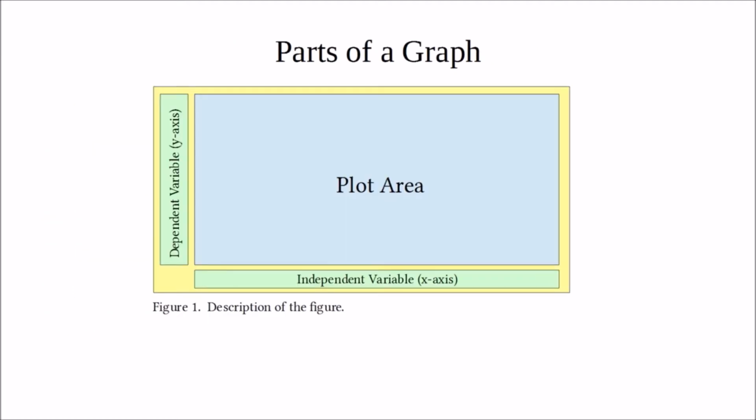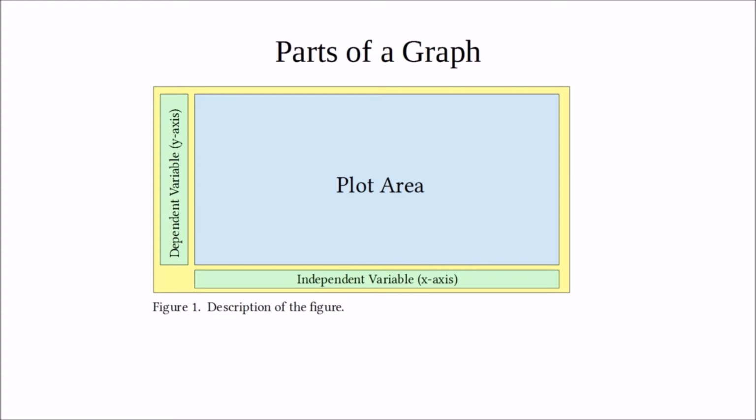Let's briefly talk about graphs. A graph consists of various parts. The largest part is the figure area. This is the box that will contain all elements of the figure, excluding the caption. The plot area contains the data points and/or lines. In some cases, the legend could be placed in the plot area. The final 2 areas within the figure area are for the axes.